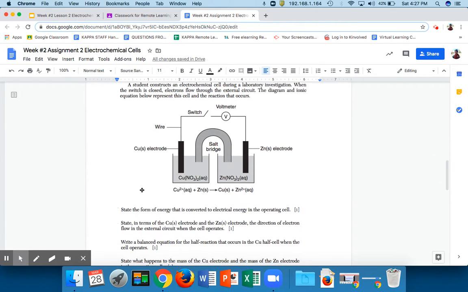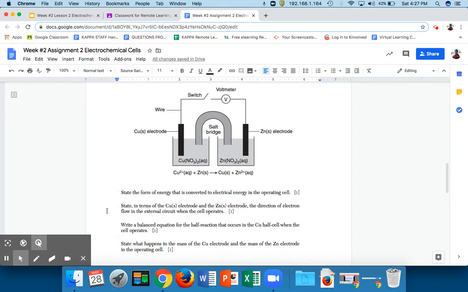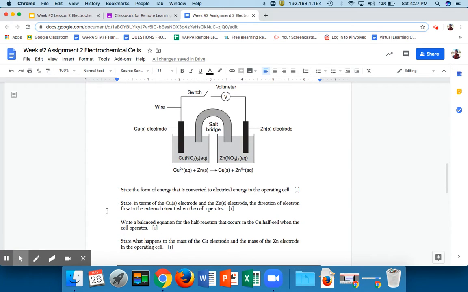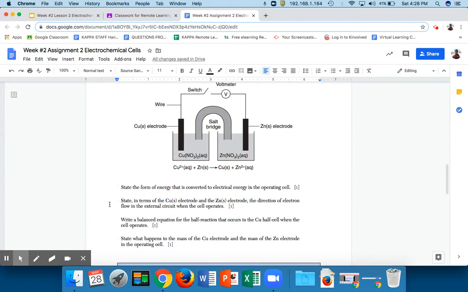Second question. A student constructs an electrochemical cell during a laboratory investigation. When the switch is closed, electrons flow through the external circuit. The diagram and ionic equation below represent this cell and the reaction that occurs. So when this switch is closed, electrons will flow through the circuit. Question 1. State the form of energy that is converted to electrical energy in the operating cell. You might need to look at your definition for what a voltaic cell does to get this answer.